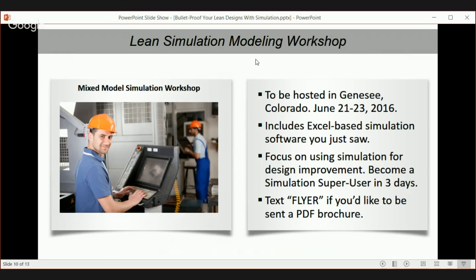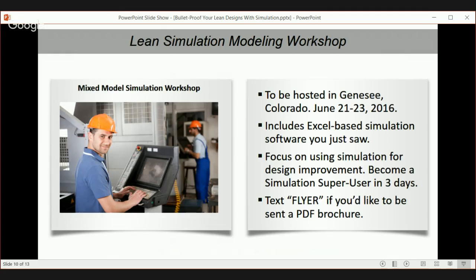So we have a simulation workshop that we're conducting next month. It's going to be in Genesee, Colorado. That's just right outside of Denver. And this software you just saw, the Excel-based tool, we're going to give it to you as part of this workshop. Only participants in this workshop. So you're going to get this software, and a fair amount of the class is going to be building models, starting from simpler ones to more complex ones of various types.